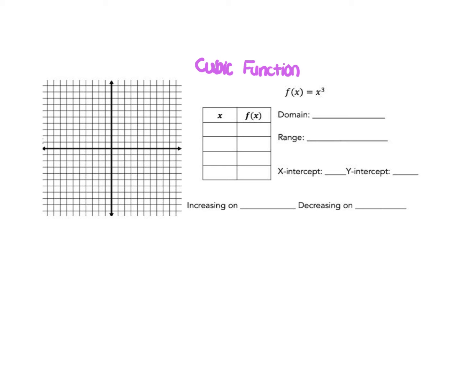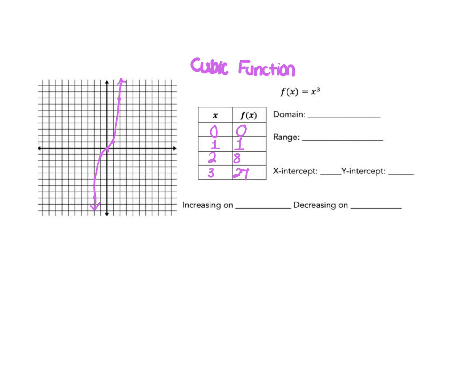Okay, next we have a cubic function. So the way this works is if we took 0, 0 to the third power is 0. 1 to the third power is 1. 2 to the third power is 8. 3 to the third power is 27. So this graph actually increases very quickly and decreases very quickly. So we're going to go ahead and draw it. So this is our graph.